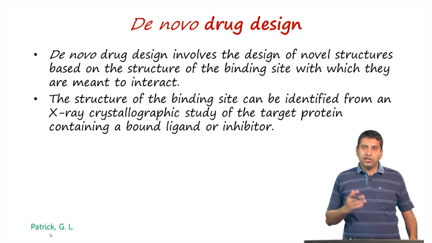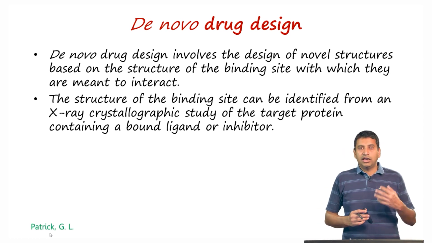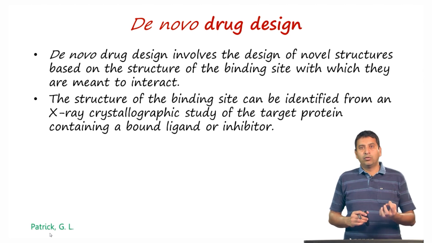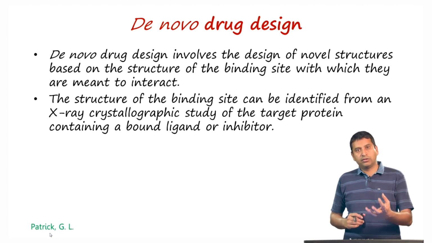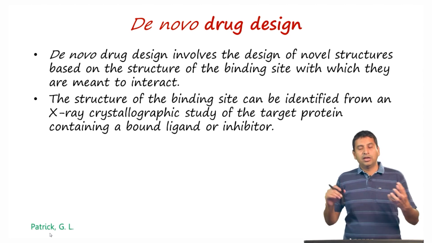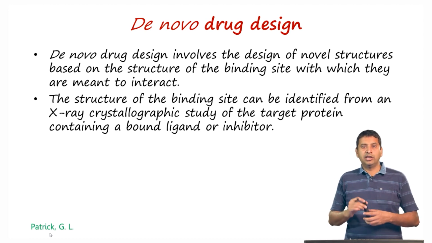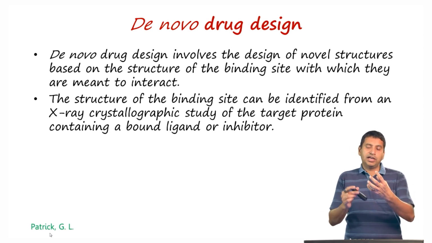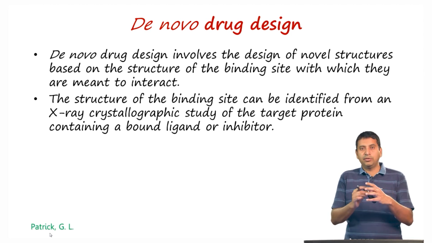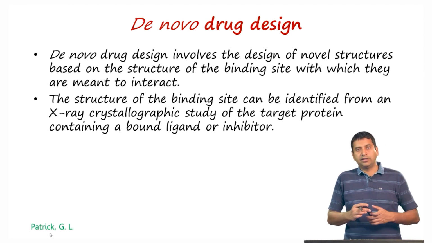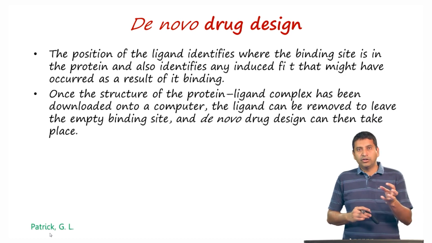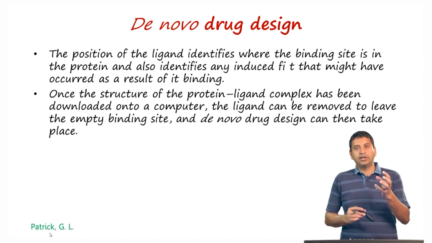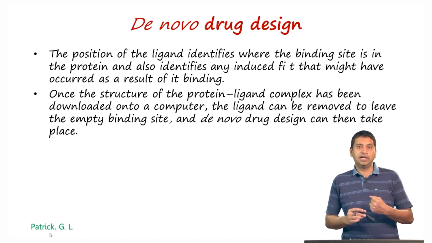Another concept that can be used is de novo drug design. As the name suggests, de novo drug design involves the design of new structures based on the structure of the binding site. Here again we would need the X-ray crystallographic structure of the target protein, preferably with the bound ligand or inhibitor. Using this we can identify all the major interactions that are happening between the ligand and the active site. The position of the ligand identifies where the binding site is in the protein, and also identifies any induced fit that might have occurred as a result of its binding.